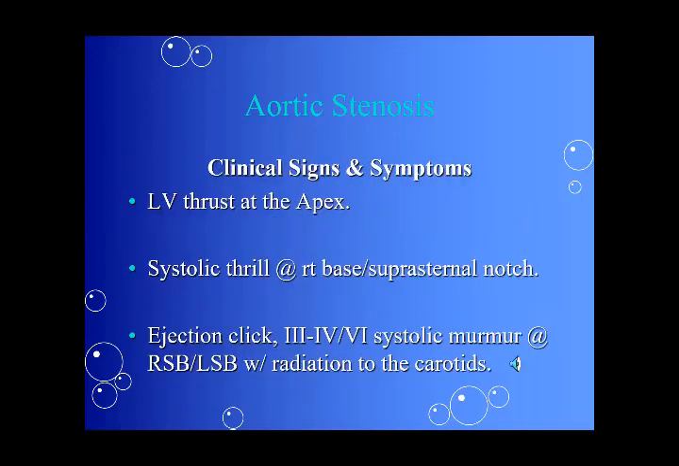The apex beat can be shifted due to left ventricular dilatation. A systolic thrill at the base and suprasternal notch is usually felt. An ejection systolic murmur is heard at the left upper sternal border, which may radiate to the neck along the carotids. If you listen, there is an ejection systolic murmur that comes only with systole.